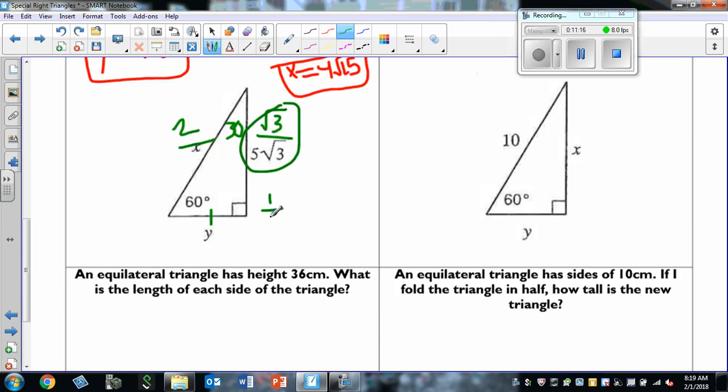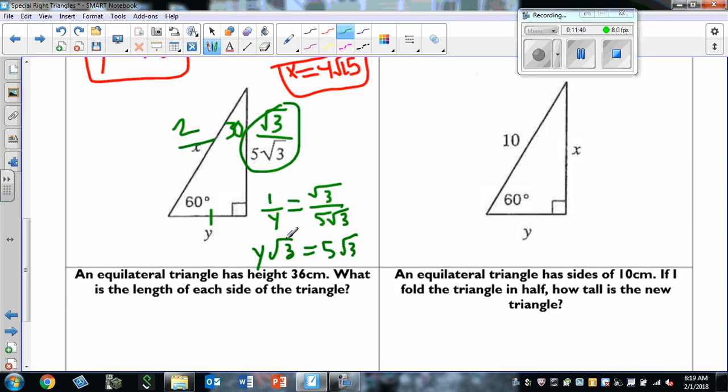So I have 1 over y equals root 3 over 5 root 3. Ooh, that was bad. Sorry, guys. 5 over root 3. Okay. Cross multiply. Y root 3 equals 5 root 3.